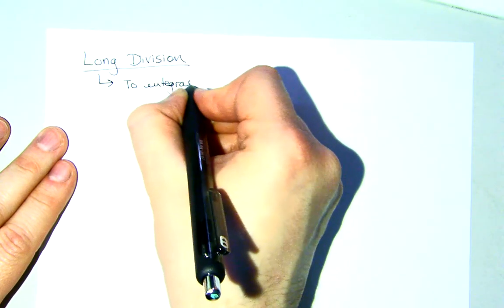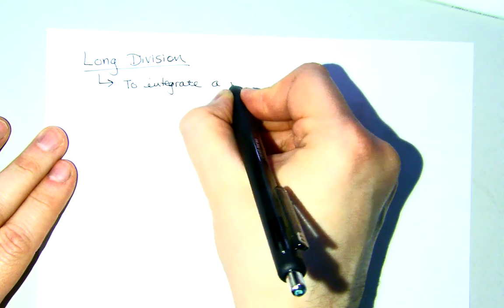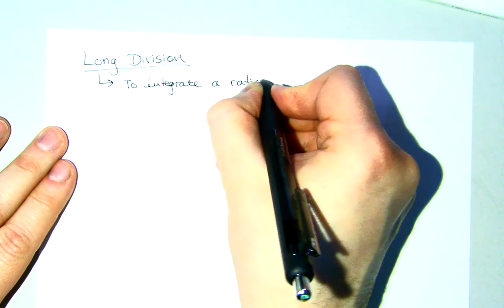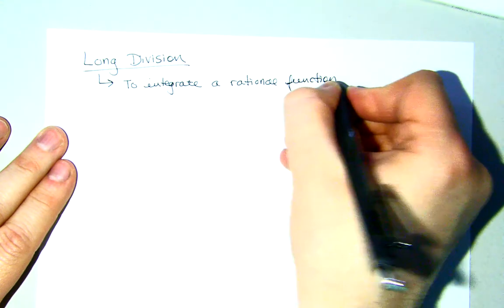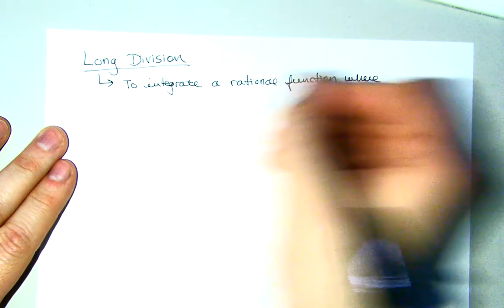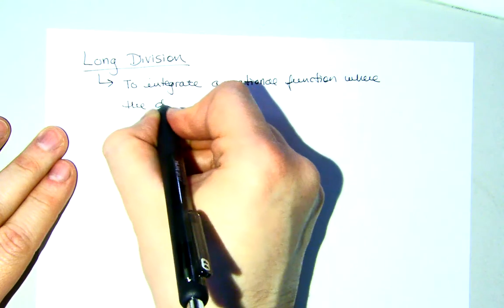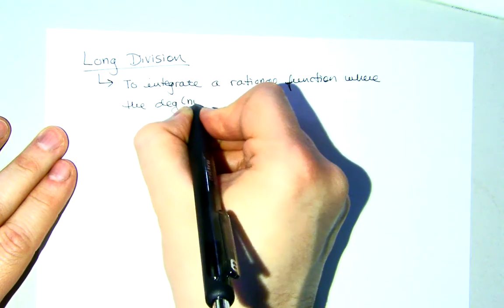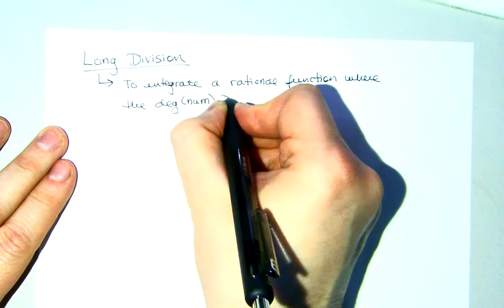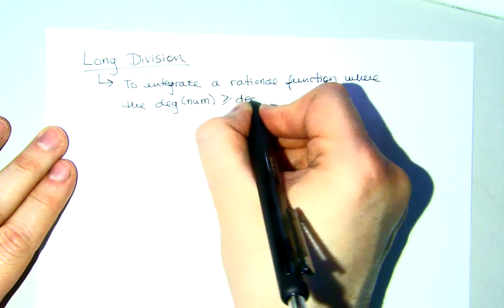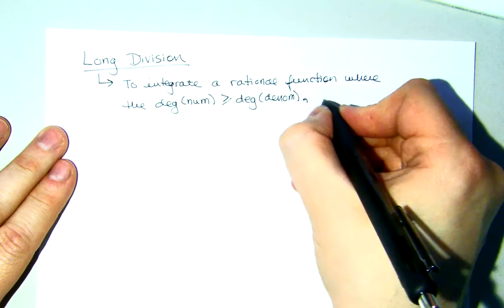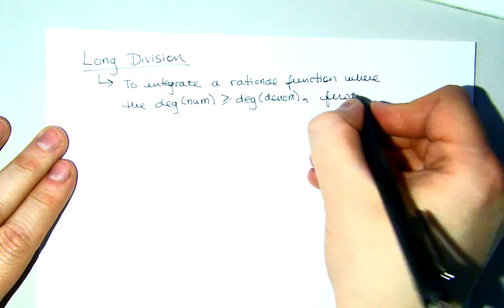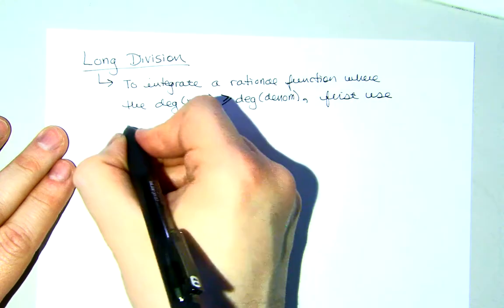To integrate a rational function where the degree of the numerator is greater than or equal to the degree of the denominator, first, use long division to rewrite.